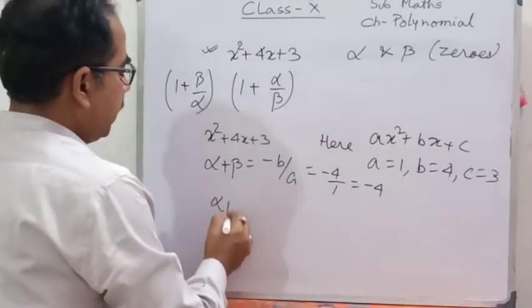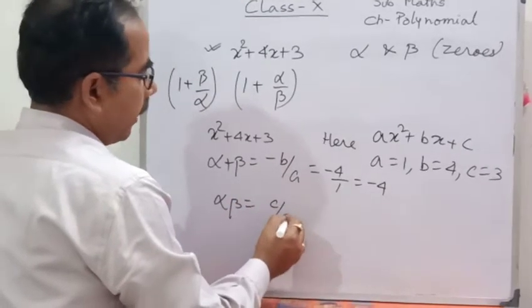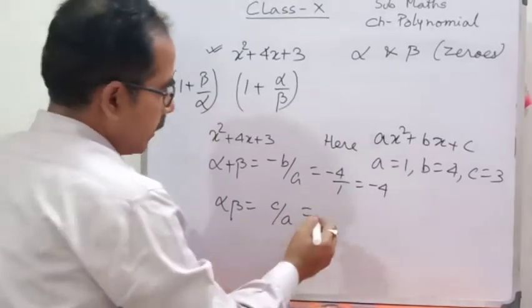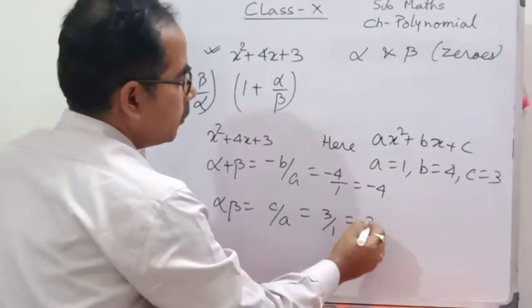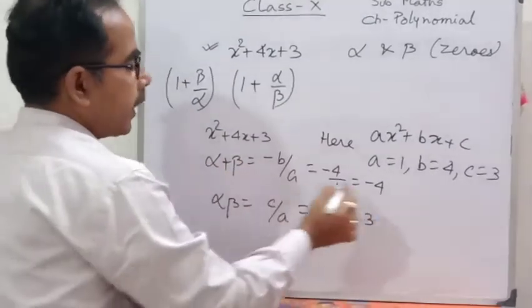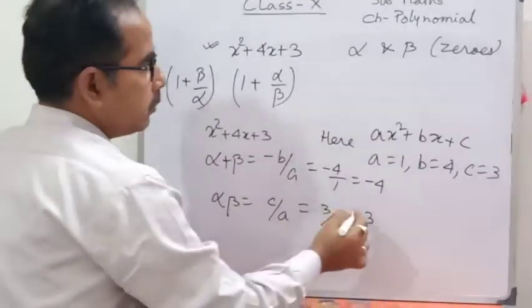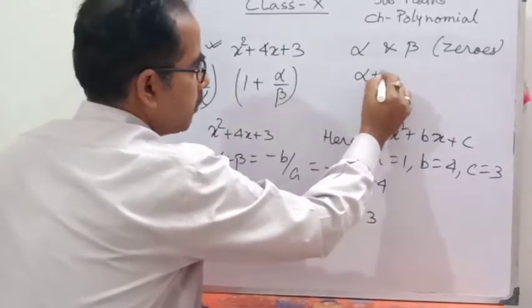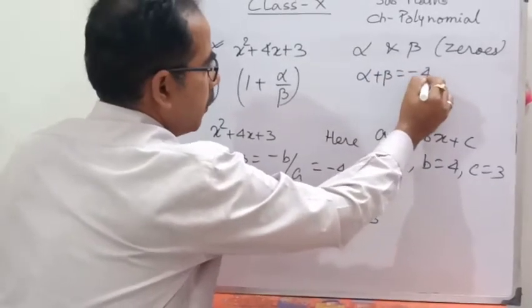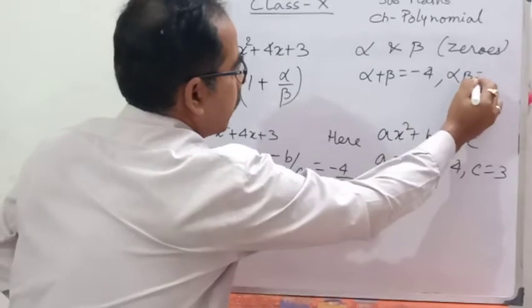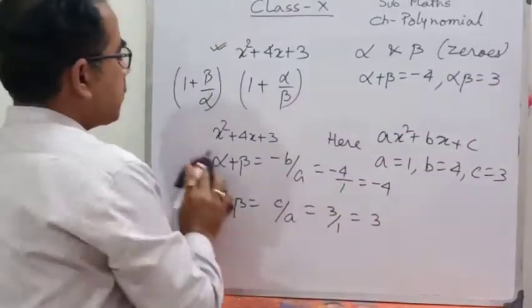And alpha beta is equal to c by a. That means 3 by 1. That is equal to 3. That means alpha plus beta you are getting minus 4 and alpha beta equal to 3. Put it here. Alpha plus beta equal to minus 4 and alpha beta equal to 3. Now I am rubbing this part.